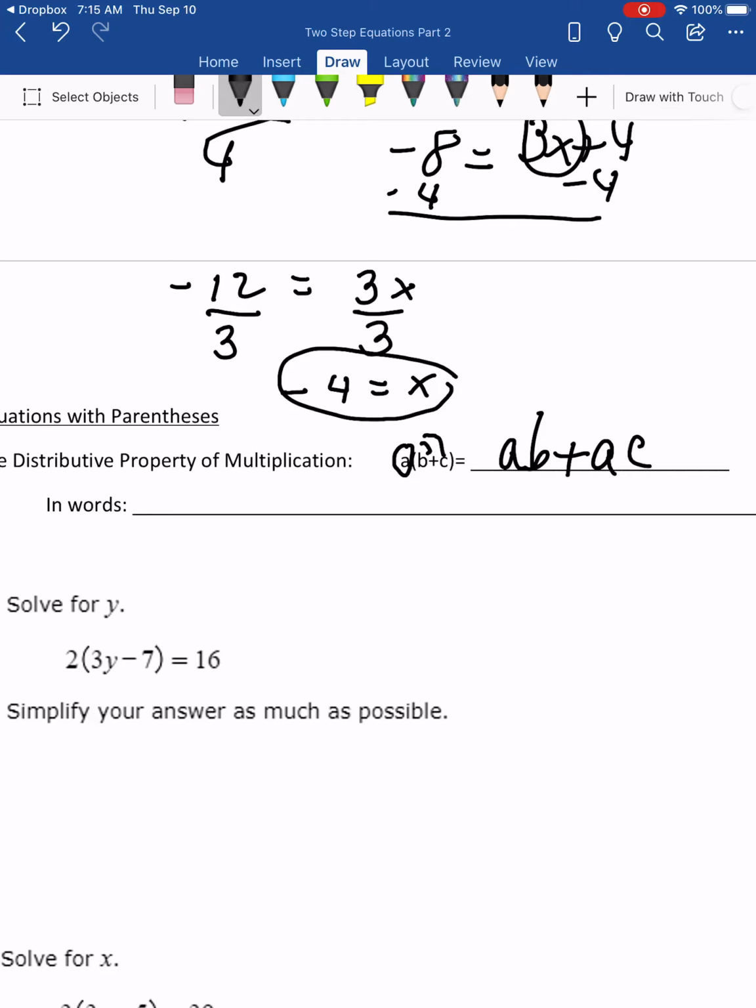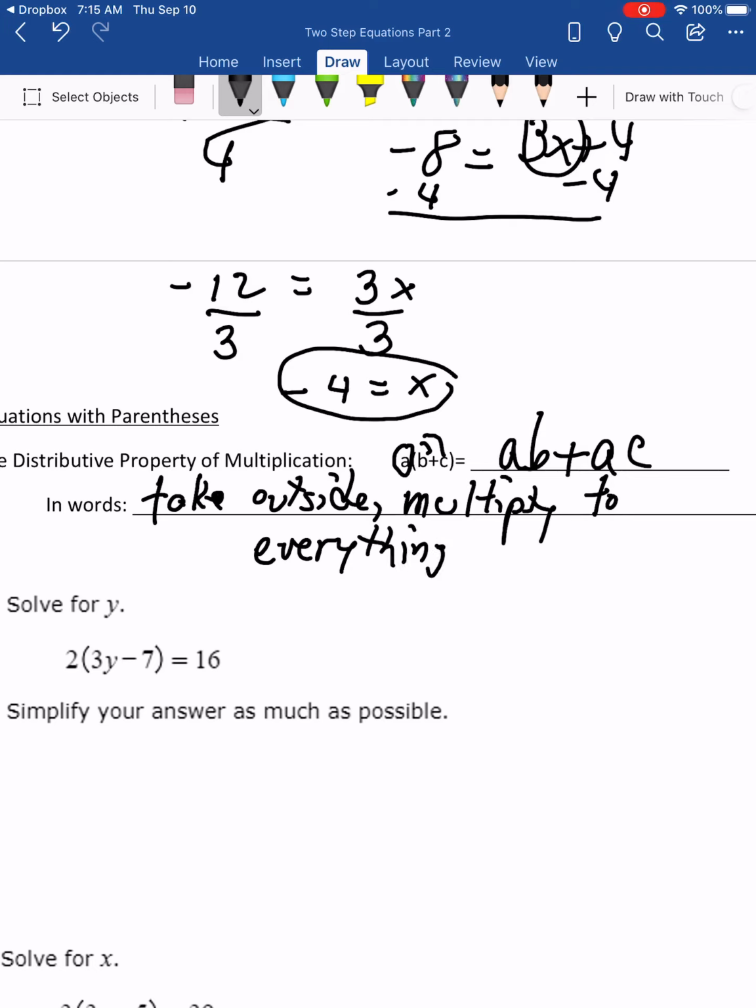In other words, take the number outside and multiply it to everything inside the parentheses.